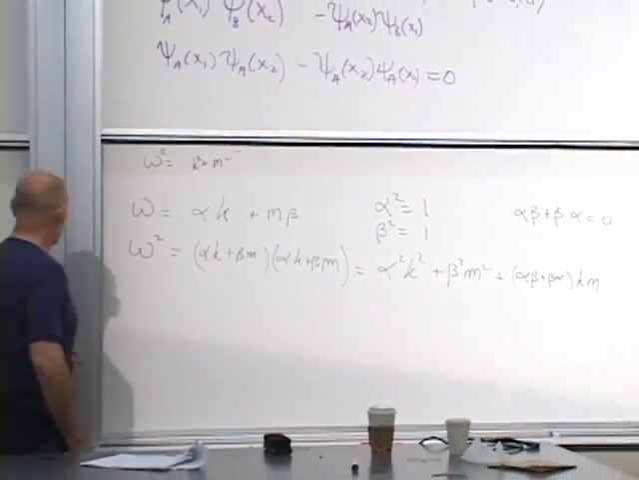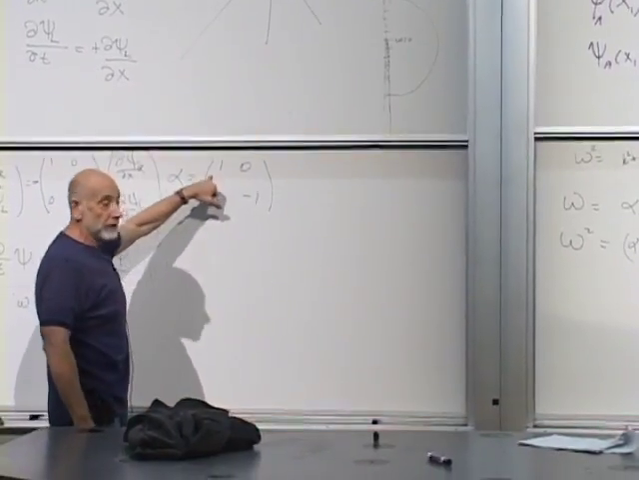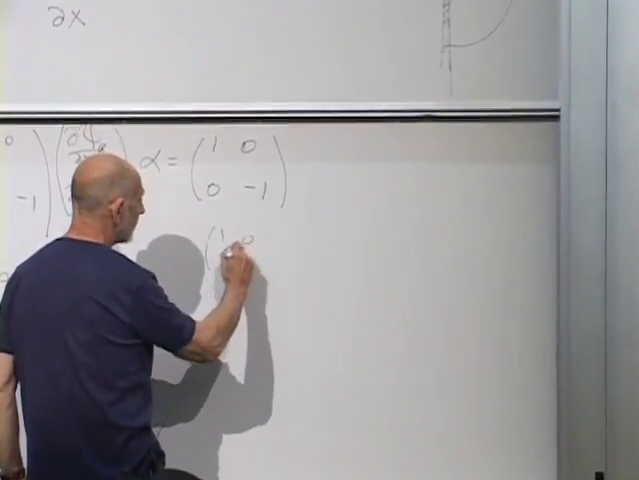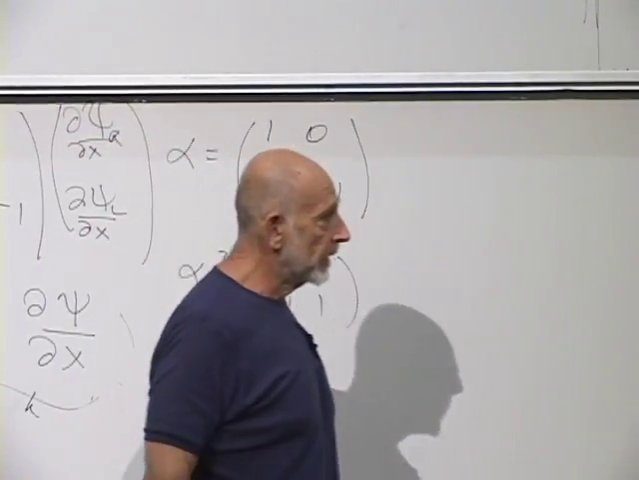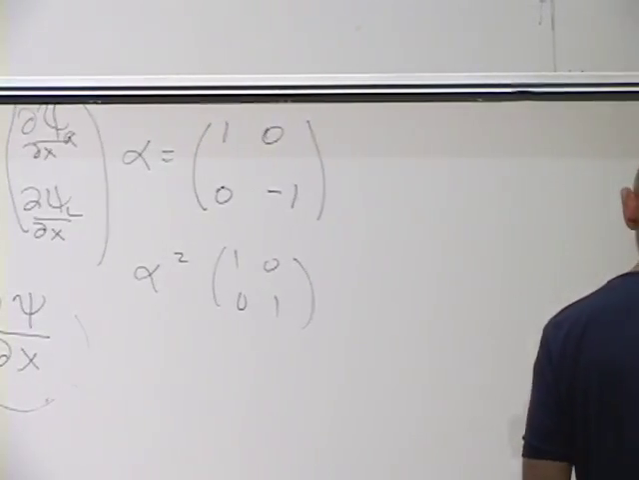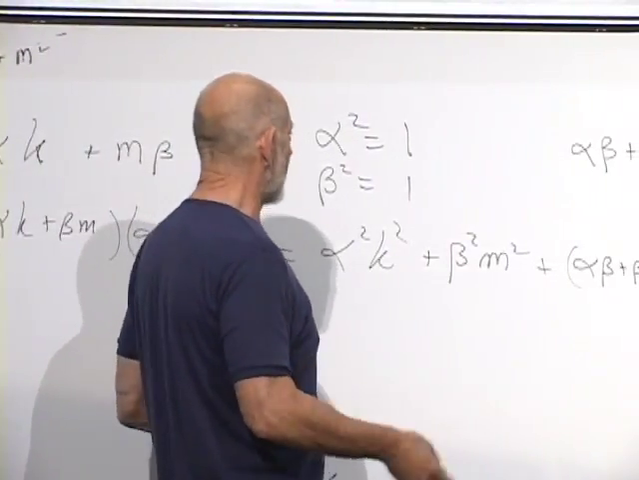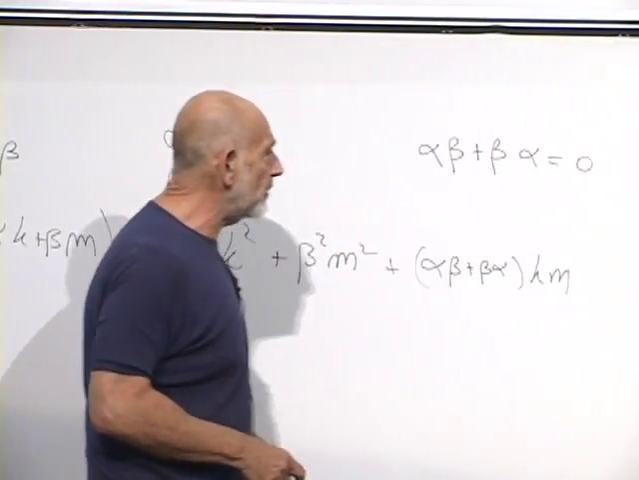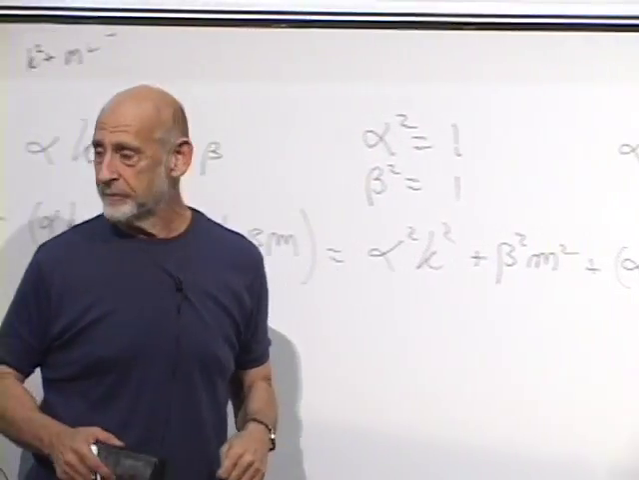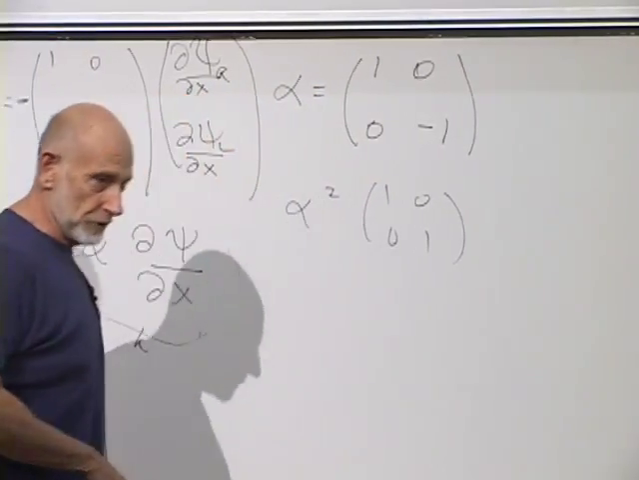So let's begin with alpha squared equals 1. We've already specified what alpha is. The square of this matrix is indeed 1. Whatever beta is, it also had better be a matrix whose square is 1. But it can't be the same as alpha. If it was the same as alpha, then alpha beta plus beta alpha would just be twice alpha squared, and that would just be 2. So it can't be alpha. It also has to have a square which is equal to 1. But there are more matrices around.